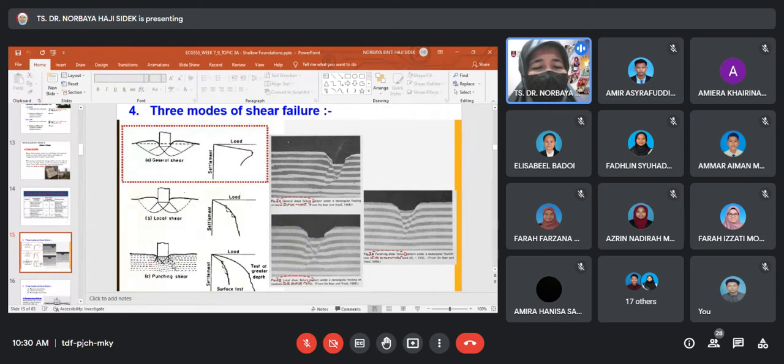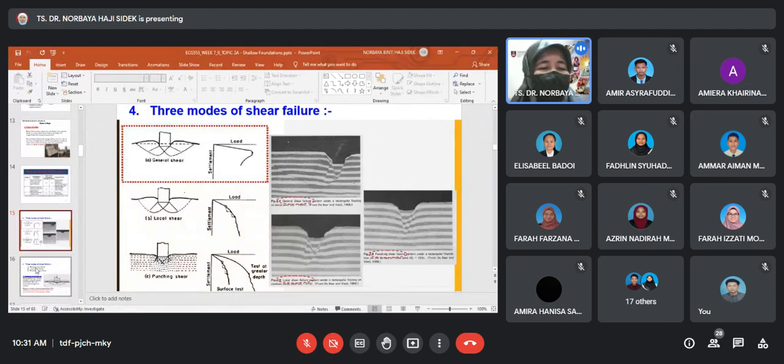And for the punching here, the area is more in the confined zone at this part only, from this point to this point. And when you refer to this, okay, this is also different between the general and also the local and the punching. Okay, that's the different illustration.